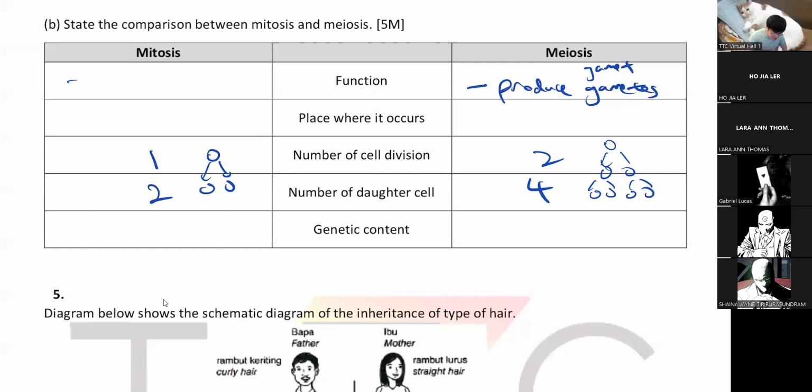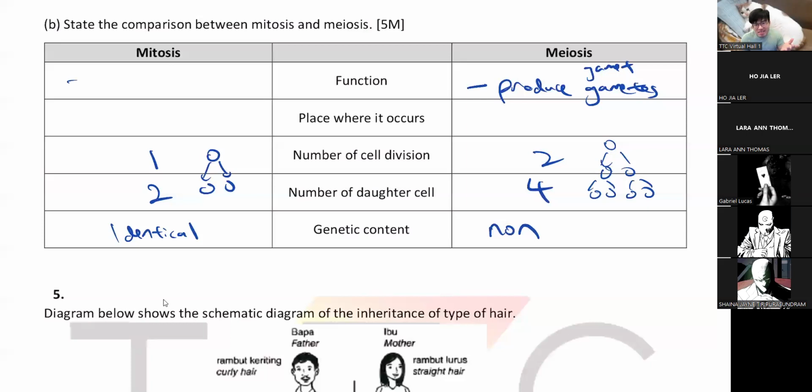Genetic content, as I said, for mitosis, they are genetically identical. That means these 2 daughter cells, they look exact same as your parent cell. Whereas your meiosis, they are non-identical. None of them look the same. Guys, think of it. That's the amazing thing about meiosis. No sperm you ever produce, they are the same. All right? Guys, how amazing this is.